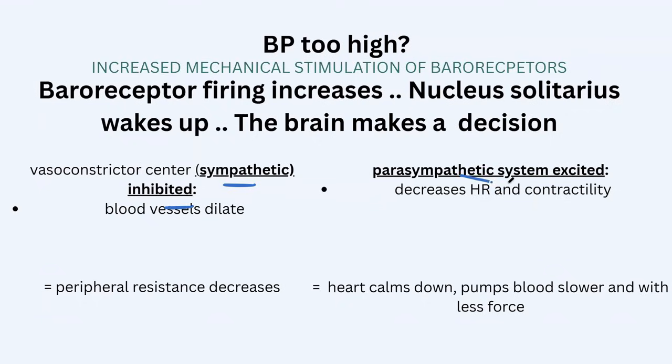On the other hand, your parasympathetic system is excited. So what that parasympathetic system does is that it decreases the heart rate and decreases the contractility of the heart. So again, if the sympathetic system is inhibited, that means that there is no vasoconstriction and the heart is not contracting as hard. It's very, very little contractions. Everything is slowing down. So if BP is too high, sympathetic inhibited, parasympathetic excited.